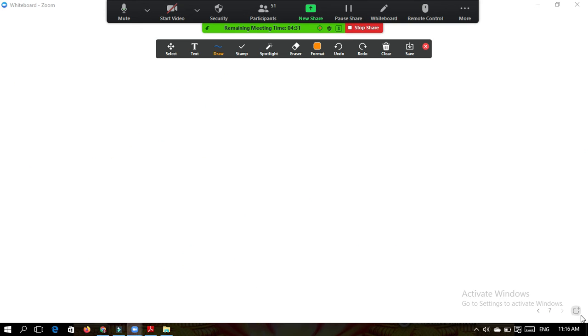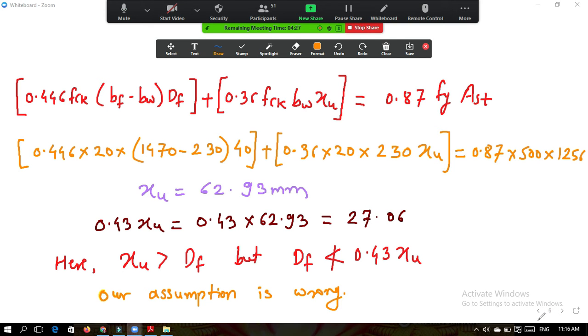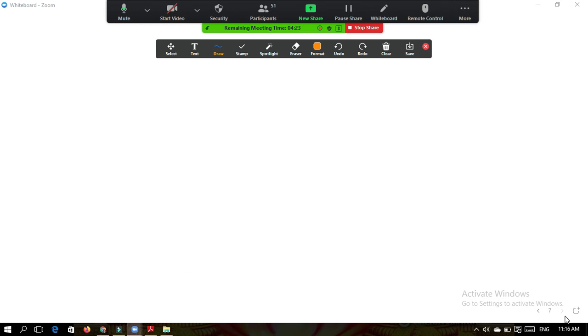So here our assumption is wrong, so we will move to the next. So next what we are going to assume now: assume XU is greater than DF and DF is greater than 0.43 XU. So DF greater than 0.43 XU means what? Up to a certain depth YF, the stresses are uniform in the flange.